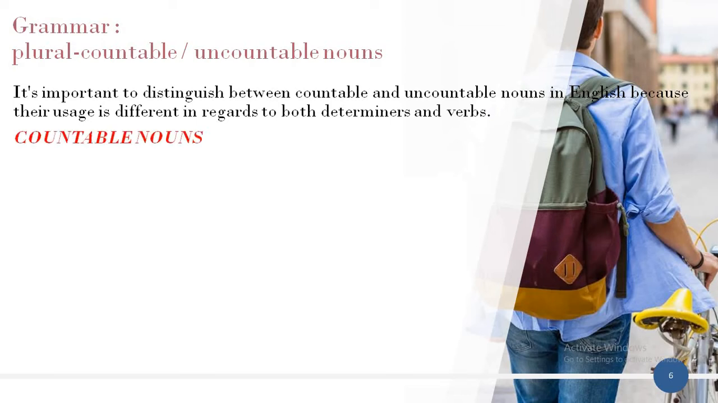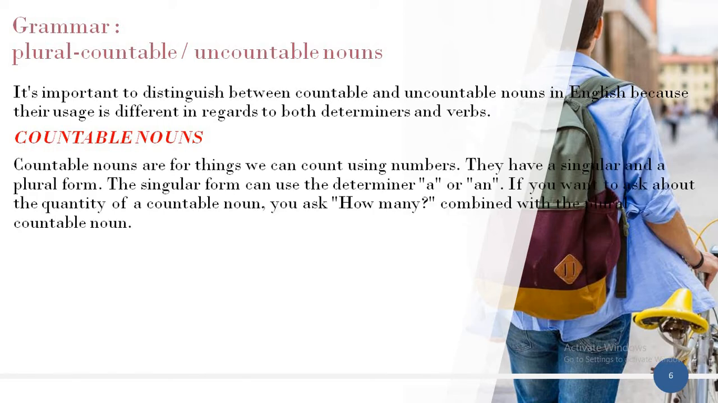Let's start with countable nouns. Countable nouns, before I give you the definition, are nouns that we can count. For example, 1 apple, 1 banana. Yes, give me examples. Good. 2 strawberries. 3. Give me please, 3 of what? 3 onions. Good. Now let's see the definition.